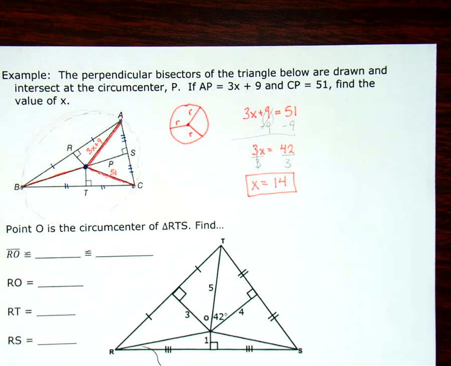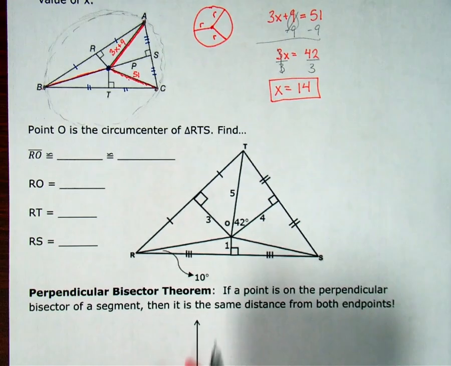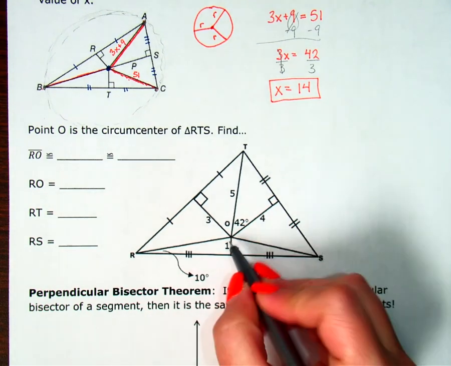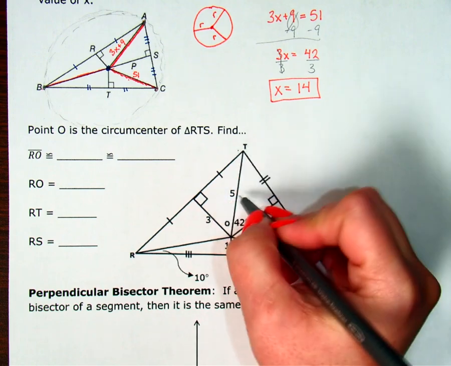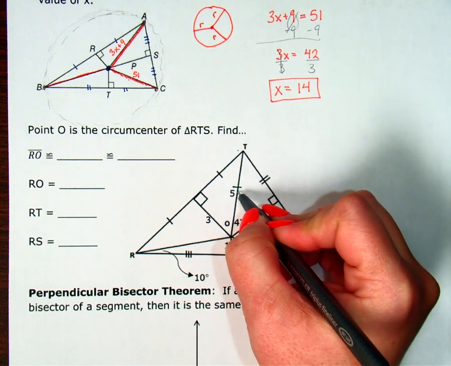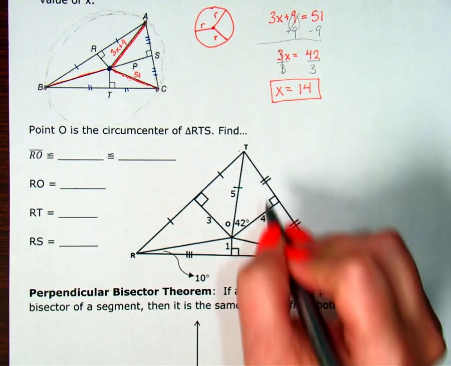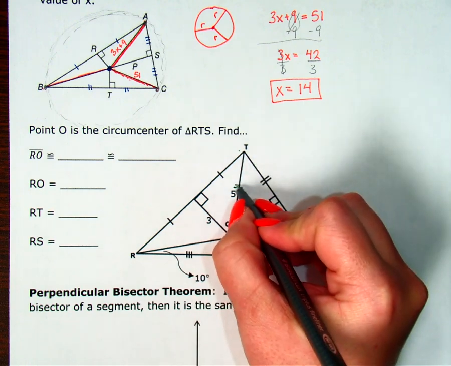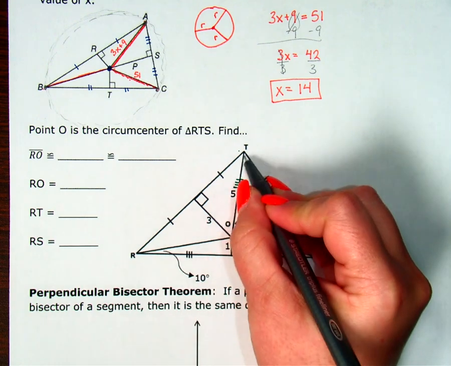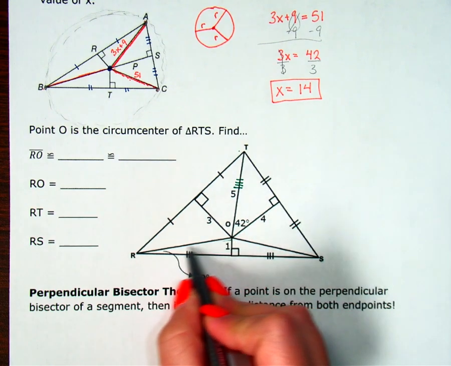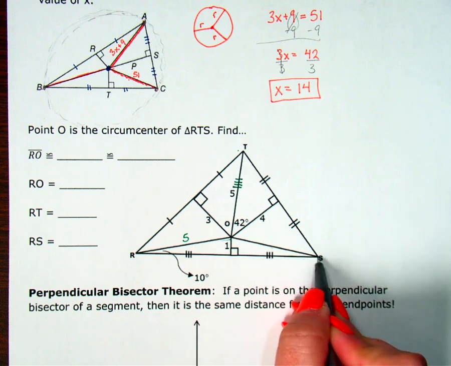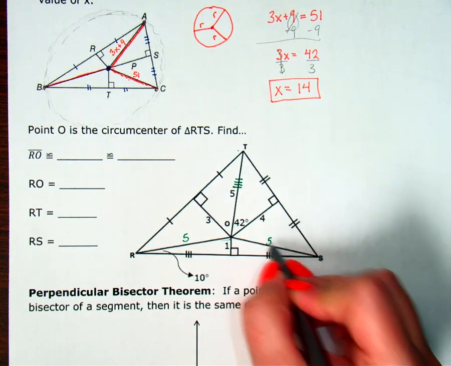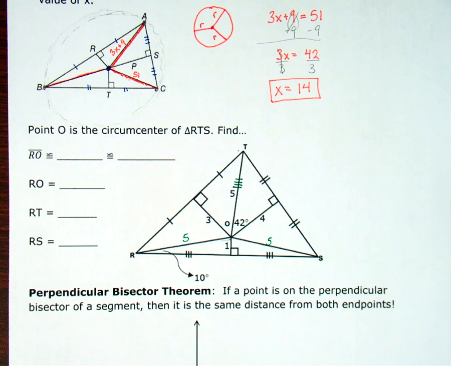When I look at the next figure, point O is the circumcenter of triangle RTS. So they're already telling me this is the circumcenter, which means I know that if I have the circle around it, the distances to the corners are all radii. So this 5 here, and I already have a single tick mark, so I have a single, double, and a triple. So really I should put 4. This piece here that's 5 is going to match this piece here, so it's also going to be 5. And it's going to match the corner to the corner here, so that's also going to be 5.